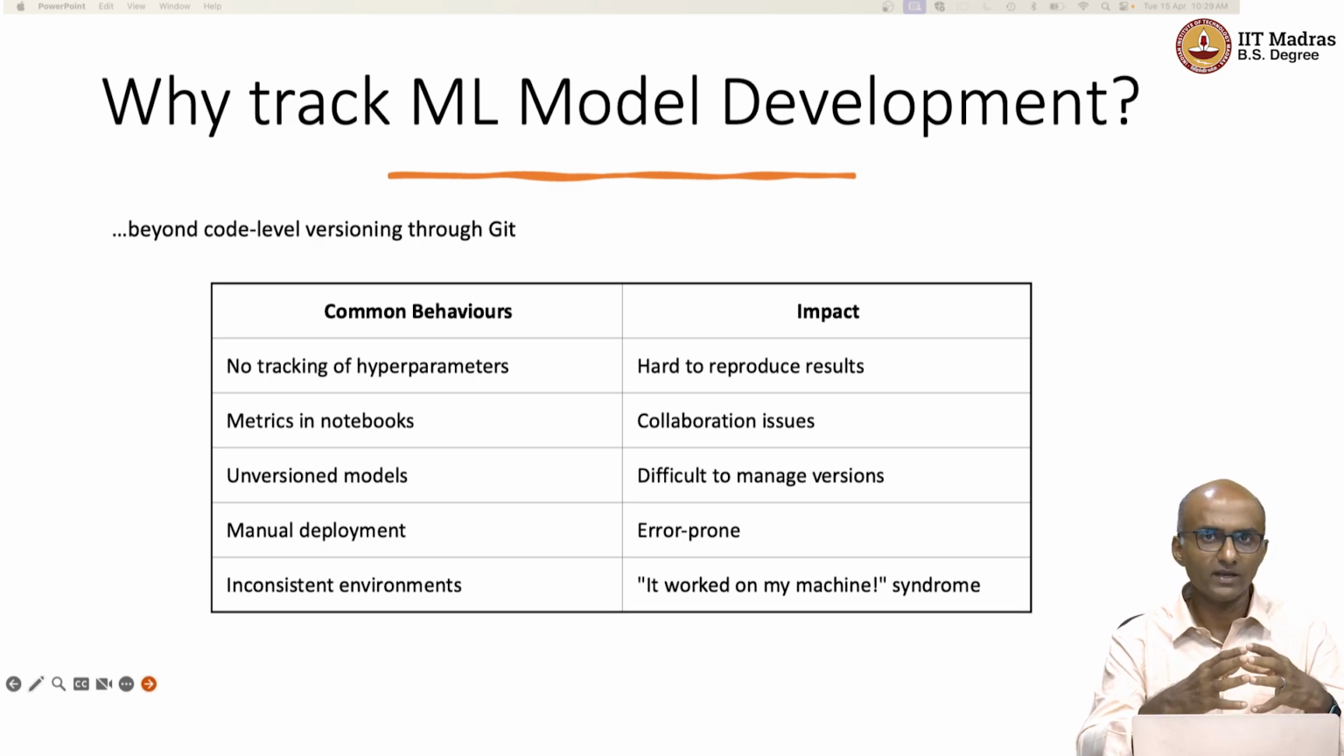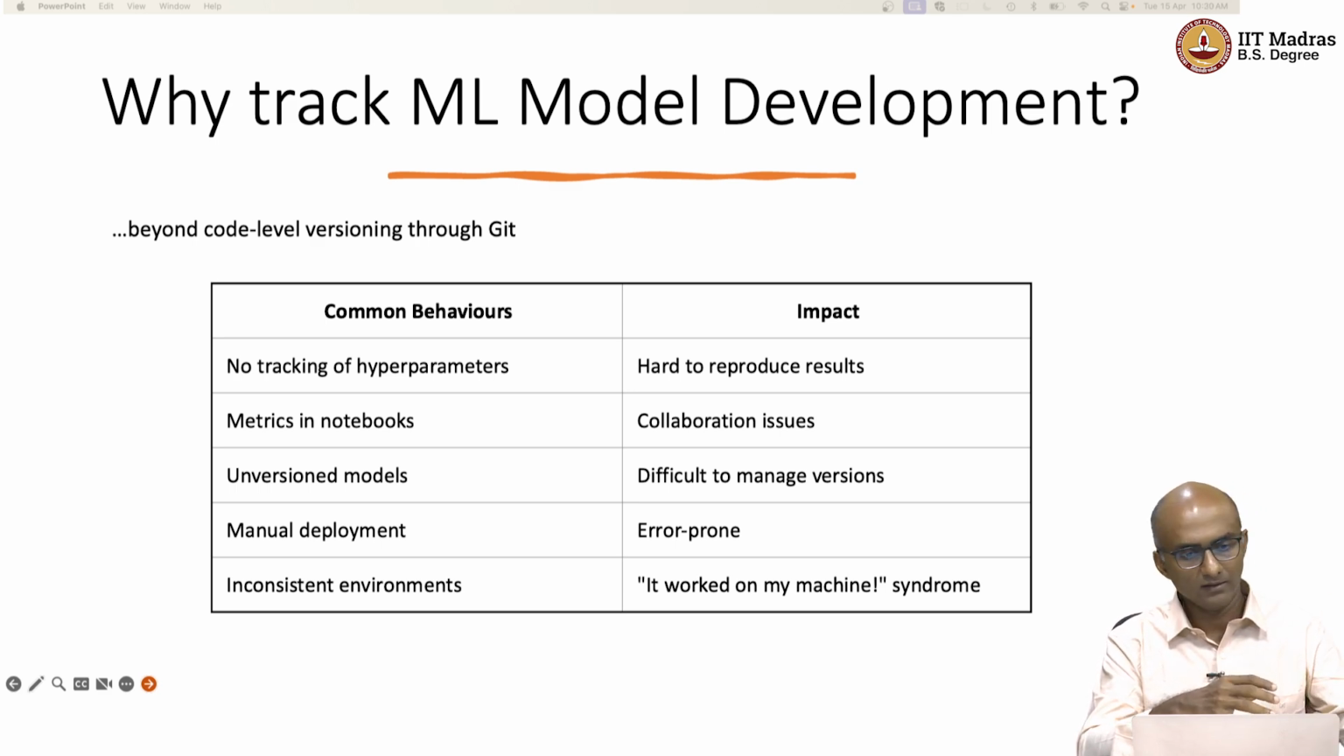The third angle of behavioral problems that exist when it comes to model development is unversioned models. Actually, we saw this in the motivation case for CI, right?